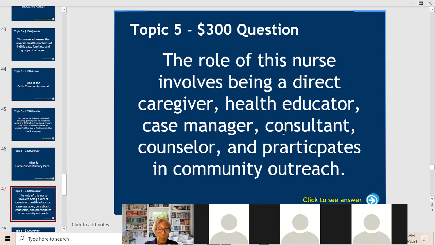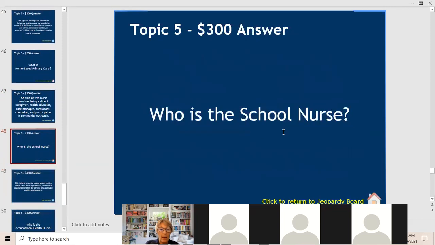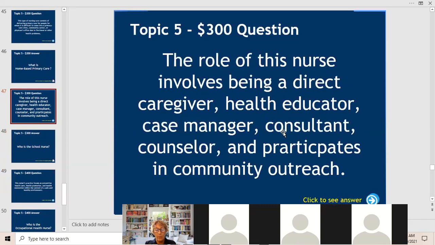I think this is too vague as well, kind of like the faith community nurse. Is this a school nurse? Yeah, the answer is the school nurse. Why did you think that? What gave it away? Well, I've been a school nurse, so I feel like I've been all of those roles. And me as well. But this doesn't jump out as school nurse. This is kind of like the faith community where, well, we all do that all the time in whatever setting we're in.